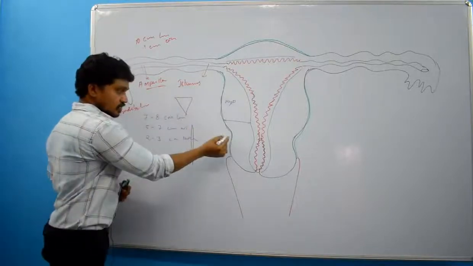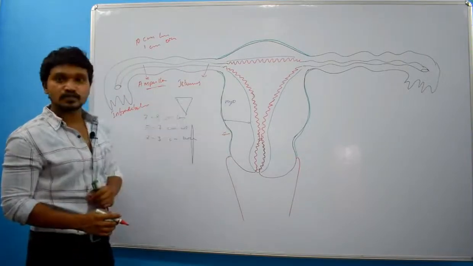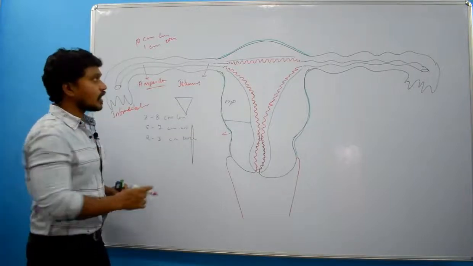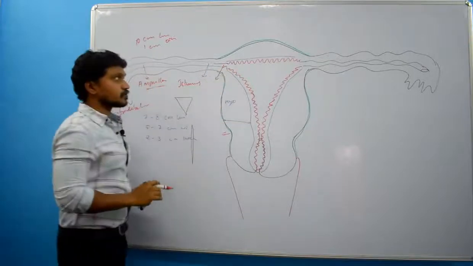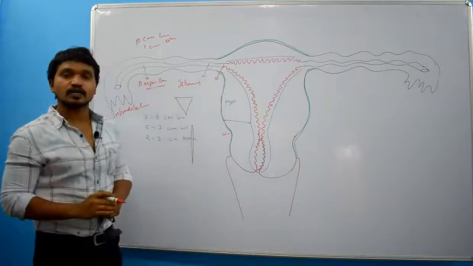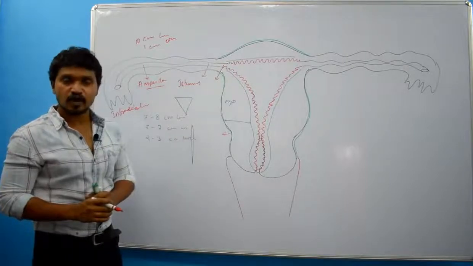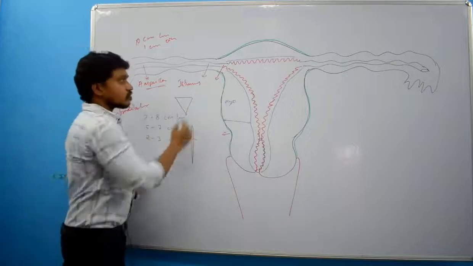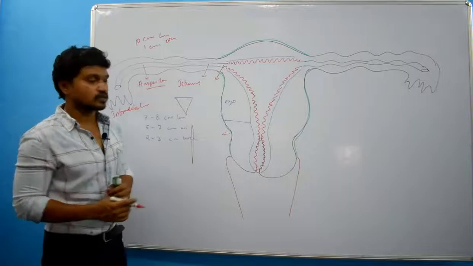Actually, here also you can see an isthmus. This is the isthmus of the uterus, and here is the isthmus of the fallopian tube. Right? And here, this is the part of the fallopian tube which is present in the muscle tissue of the uterus, or in the uterus. This part, what we call the intrauterine part or intramural part.